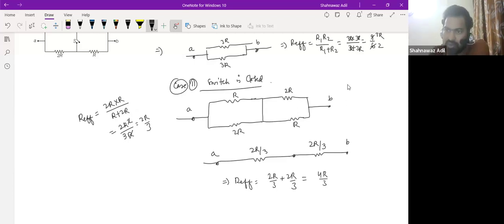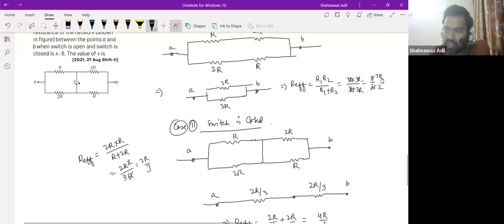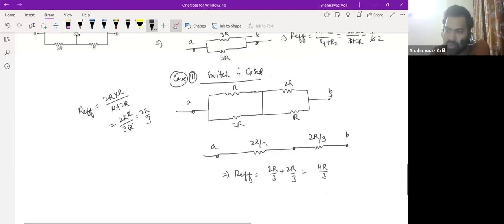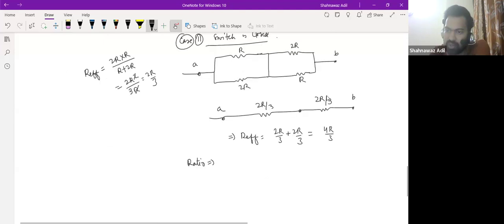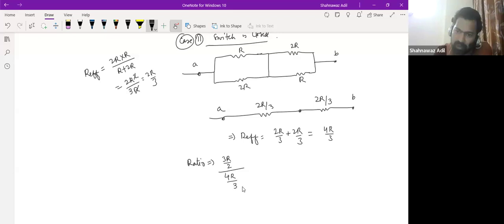So we have two resistances, 3R by 2 and 4R by 3. What was the ratio? 3R by 2 divided by 4R by 3. This will go upstairs, this 2 will go downstairs, and R and R will cancel. So what is this ratio?